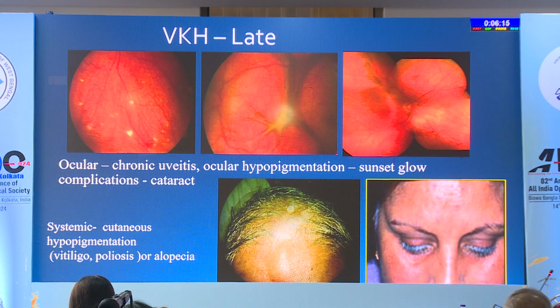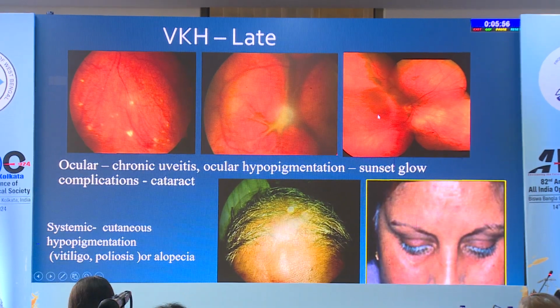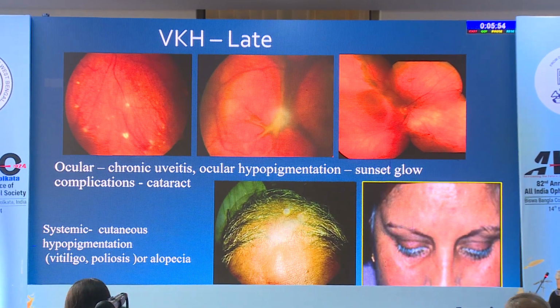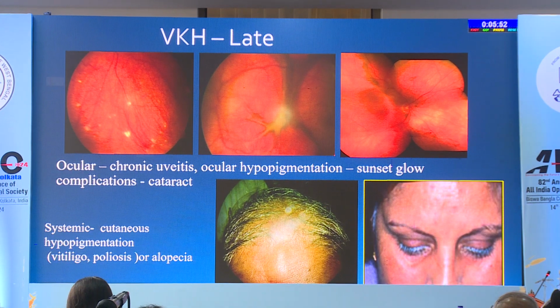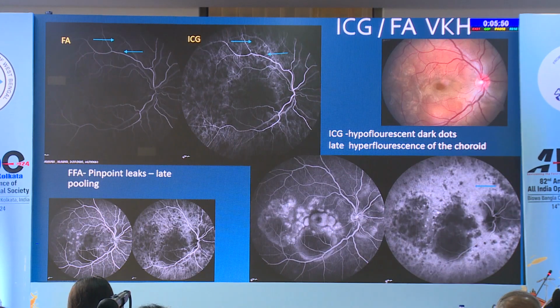If the patient presents several weeks or months later with poorly controlled disease, then they may have features of ocular hypopigmentation in the form of a sunset glow fundus. You can see the RPE defects here and the complications like subretinal gliosis and pigment migrations and complications of cataract and glaucoma. They may also have features of cutaneous hypopigmentation like vitiligo and poliosis and alopecia.